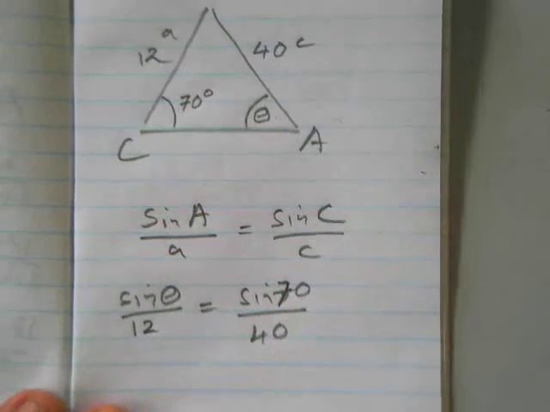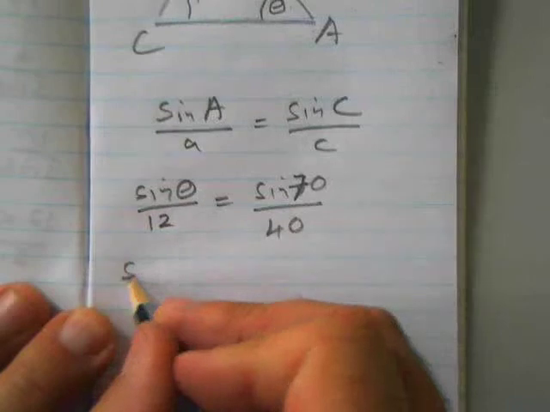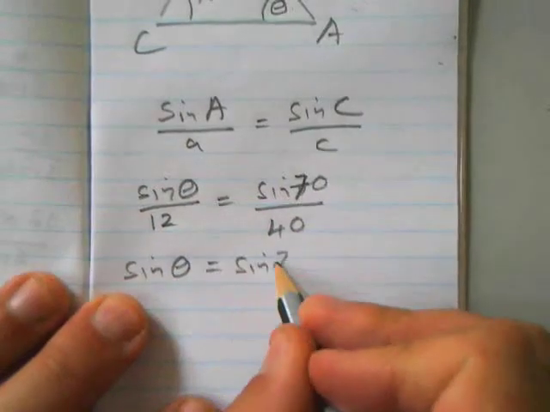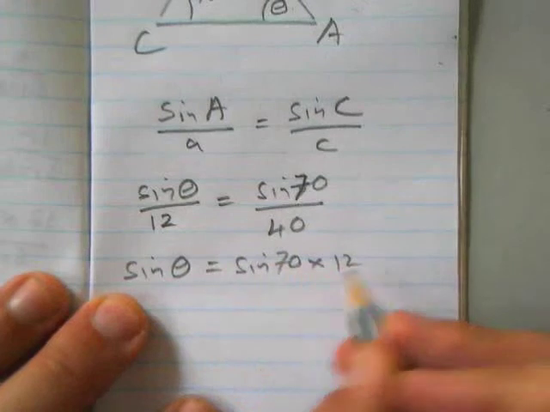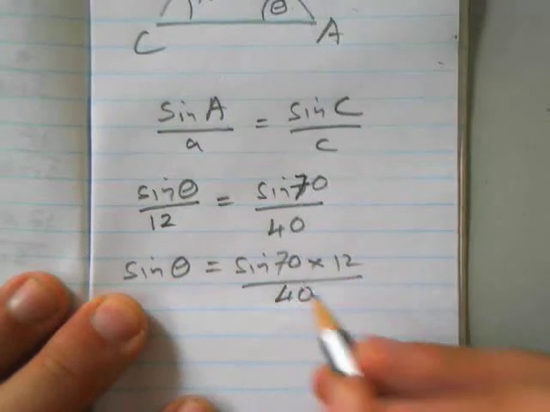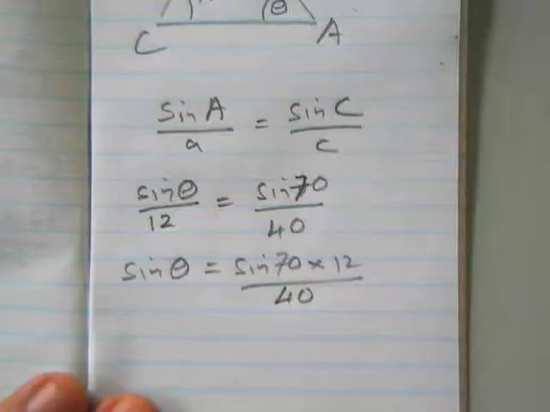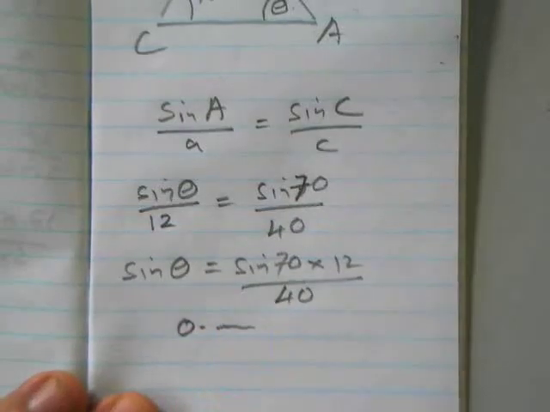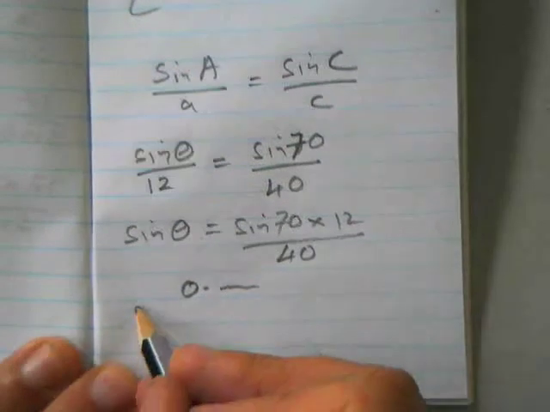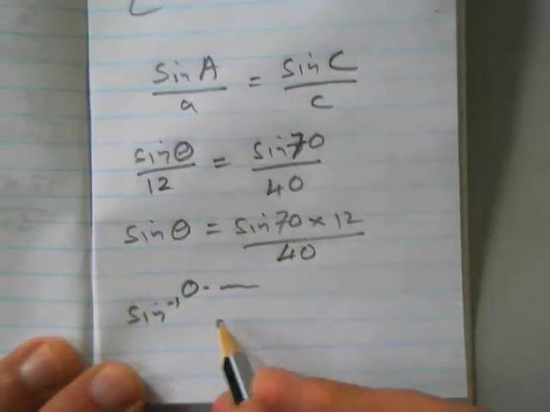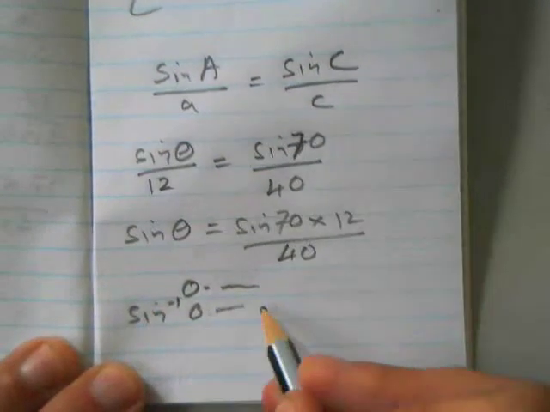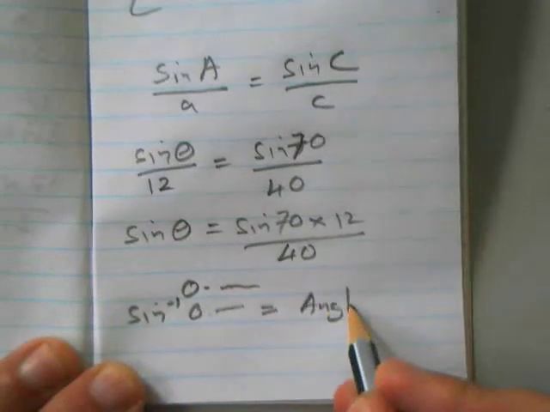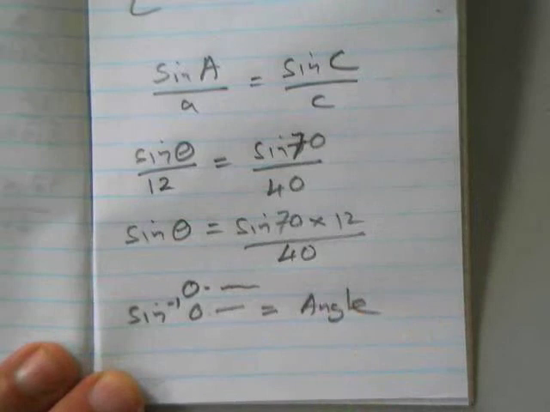Okay? A really simple piece of maths. Sine theta equals sine 70 times 12 divided by 40. That's going to give you 0 point something or other. Then you go shift sine of 0 point whatever it was, and that will give you your angle. That's how you do it.